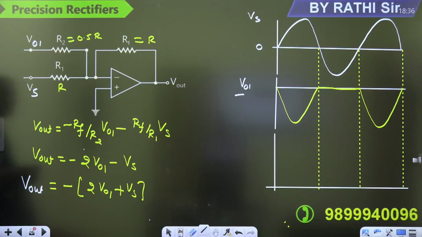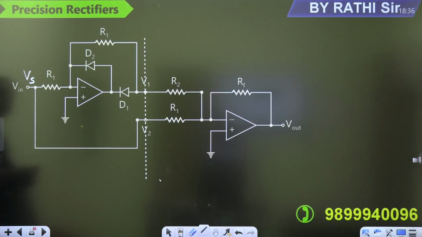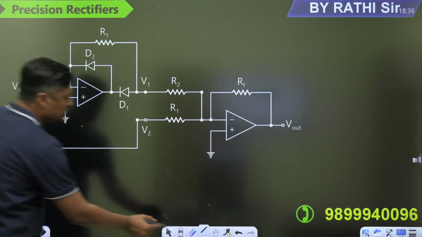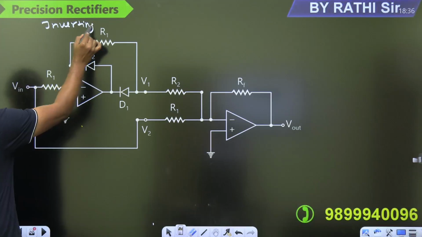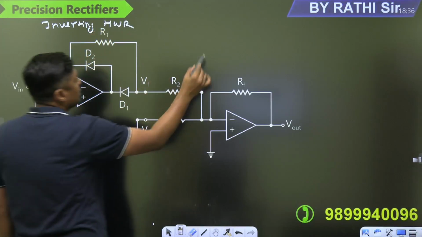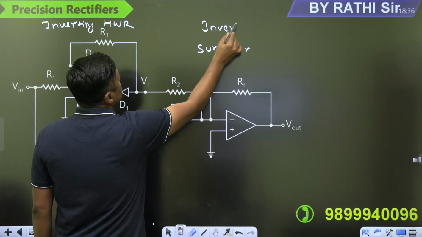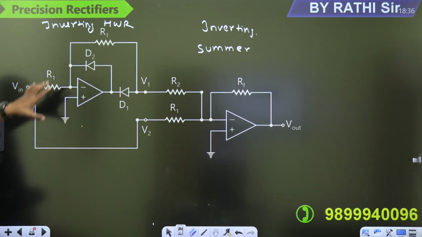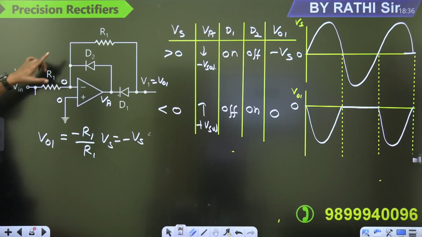Okay. Just I am concluding it. First, this is the inverting half wave rectifier. And that is what? Summer. Inverting summer. Now you can separate these two diagrams. First of all, try to understand what is this. So you can divide it into two parts. Then in first case, it is a half-wave rectifier.